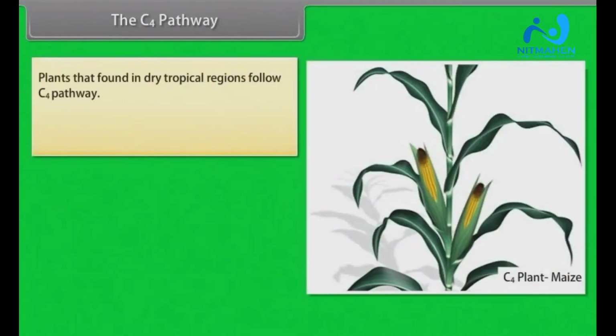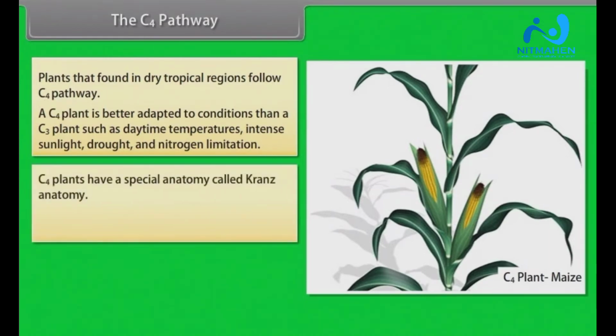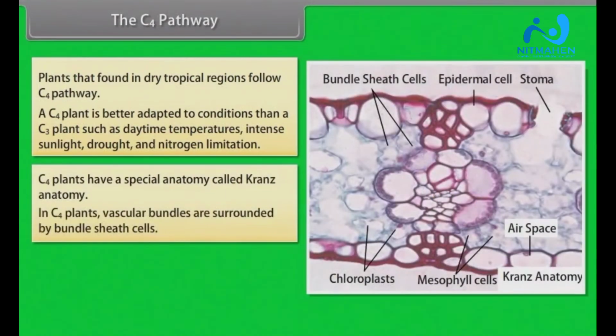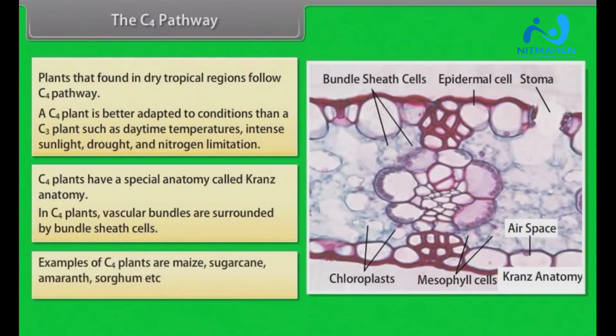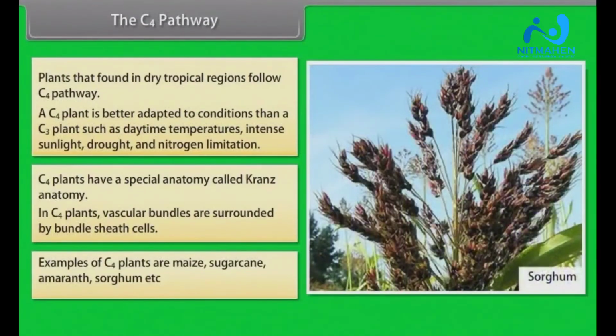The C4 pathway. Plants that are found in dry tropical regions follow the C4 pathway. A C4 plant is better adapted to conditions than a C3 plant, such as daytime temperatures, intense sunlight, drought, and nitrogen limitation. C4 plants have a special anatomy called Kranz anatomy. In C4 plants, vascular bundles are surrounded by bundle sheath cells. Examples of C4 plants are maize, sugarcane, amaranth, sorghum, etc.